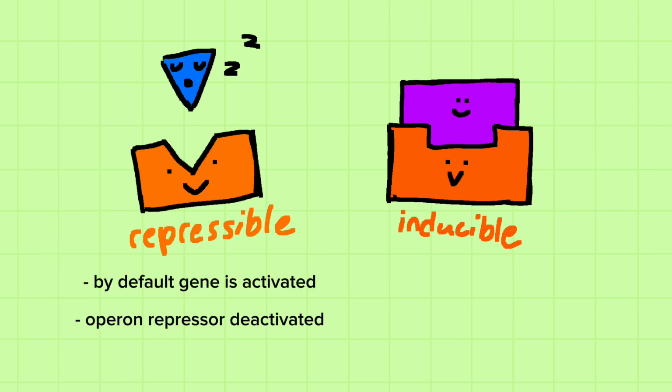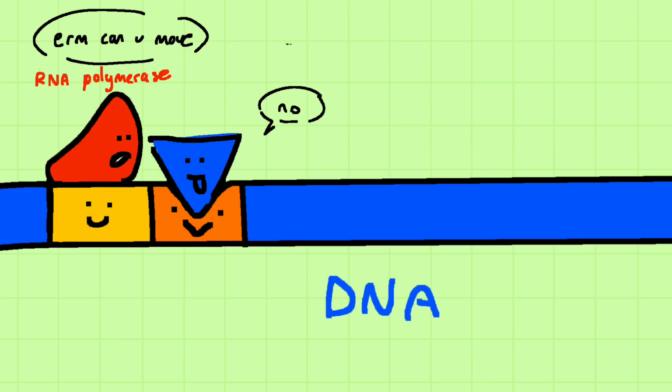Repressible operons are when the gene is usually turned on, but we want to turn it off. A molecule called a repressor can bind to the operon, so that when RNA polymerase comes to make the protein the gene codes for, it is blocked by this molecule. Genes usually have the sequences to make these repressors a little before the promoter.